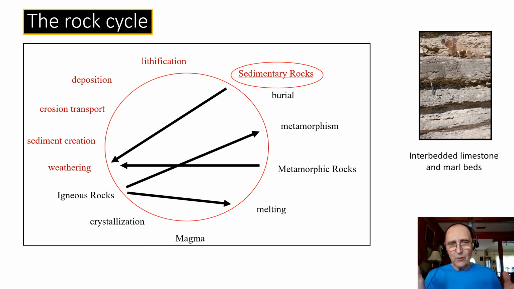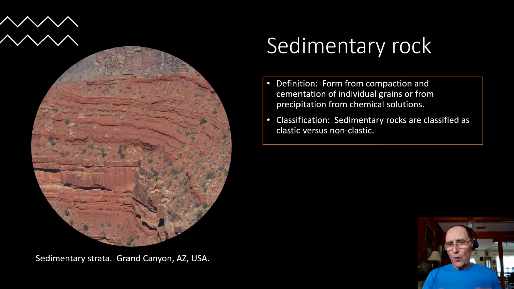In terms of the rock cycle, we have already covered the areas that are highlighted in red. The last area for us to cover is the one that is circled, sedimentary rocks. So what is the official definition of a sedimentary rock? Well, it's a rock that forms from compaction and cementation of individual grains or from precipitation from chemical solutions. We classify sedimentary rocks as clastic versus non-clastic.